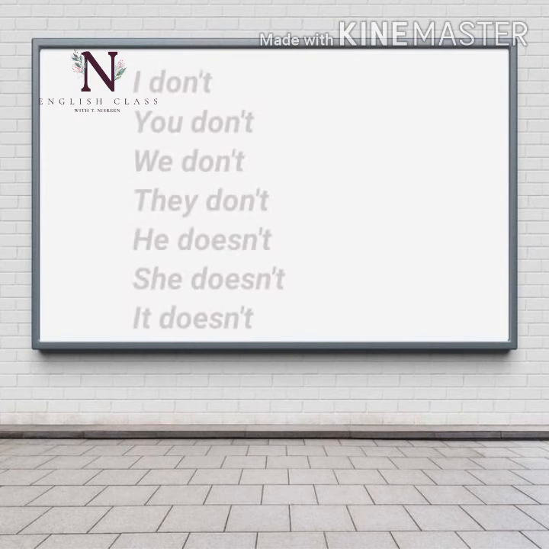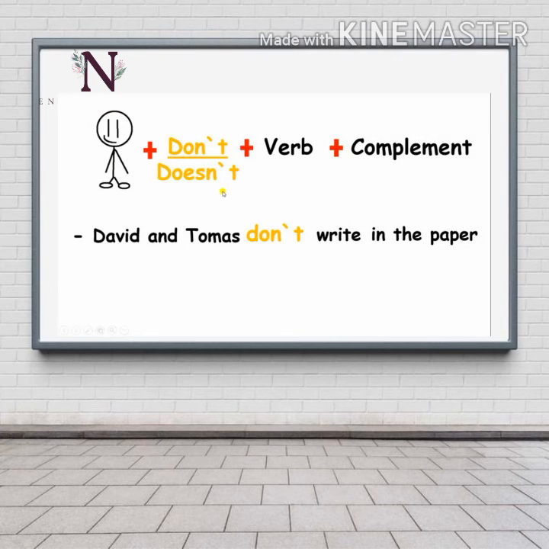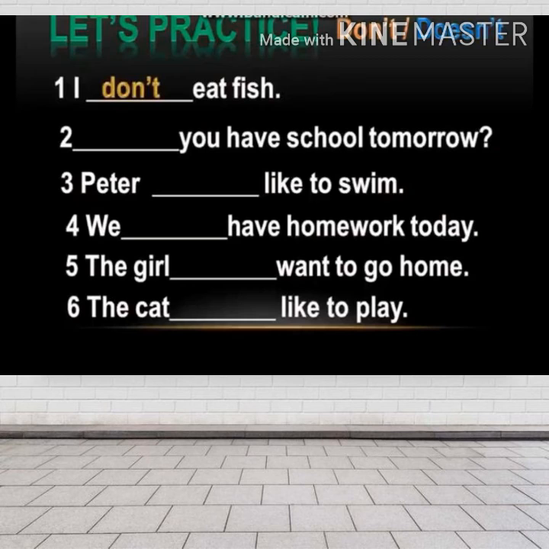Let's practice. I don't, you don't, we don't, they don't, he doesn't, she doesn't, it doesn't. Great work. That means we will form the negative sentence by using the subject plus don't or doesn't, plus the verb plus the complements of the sentence. For example, David and Thomas don't write in the paper, or Camilla doesn't write in the paper.